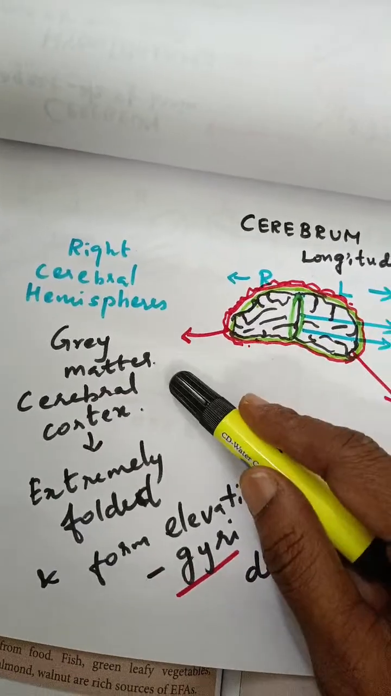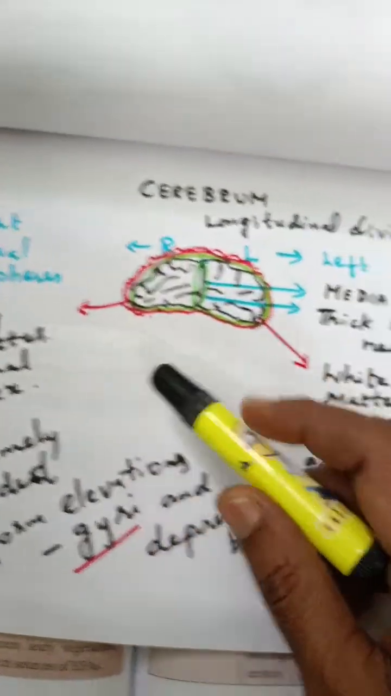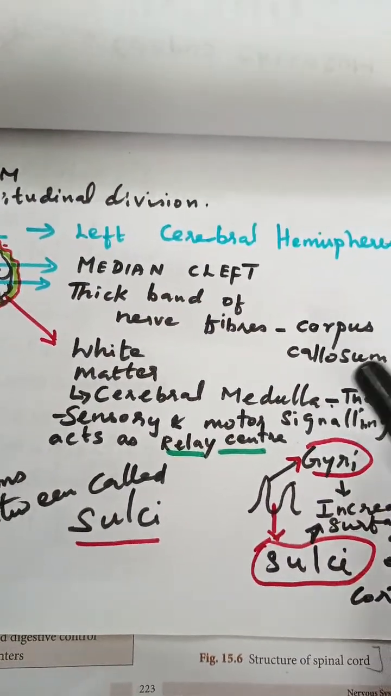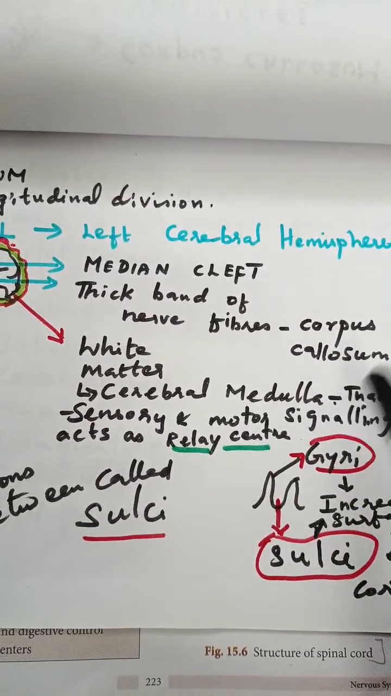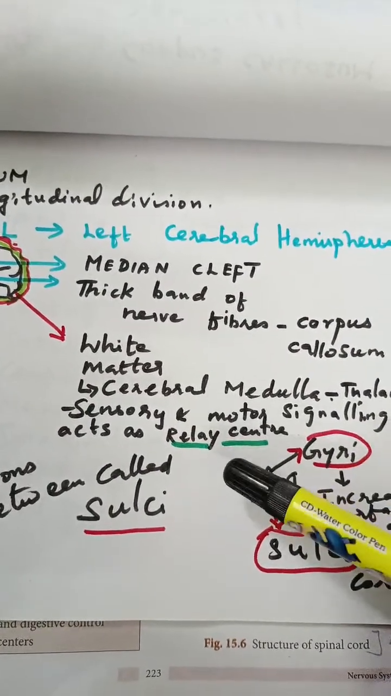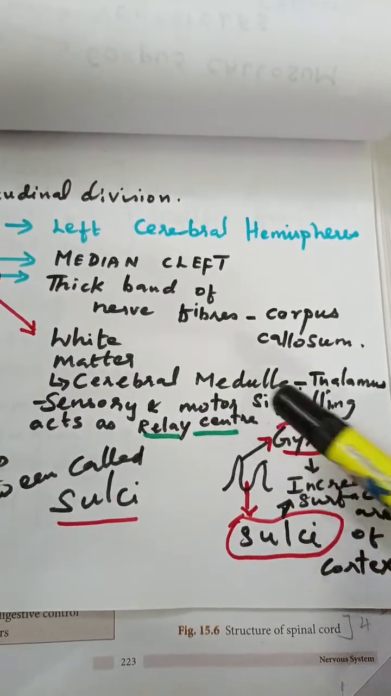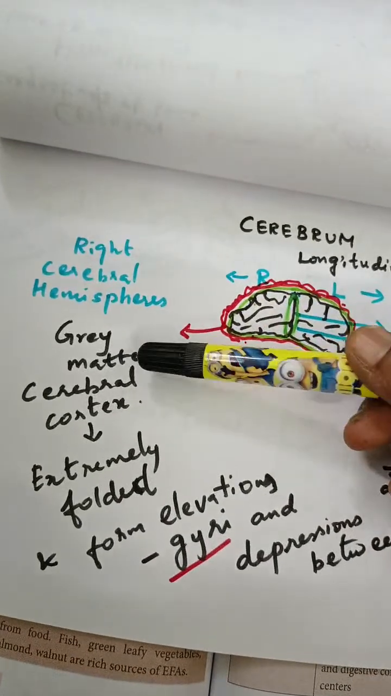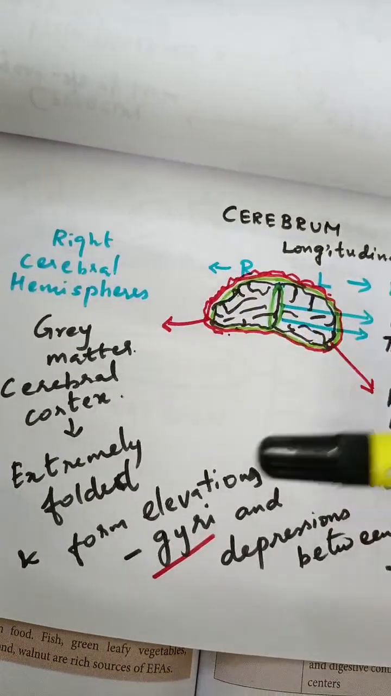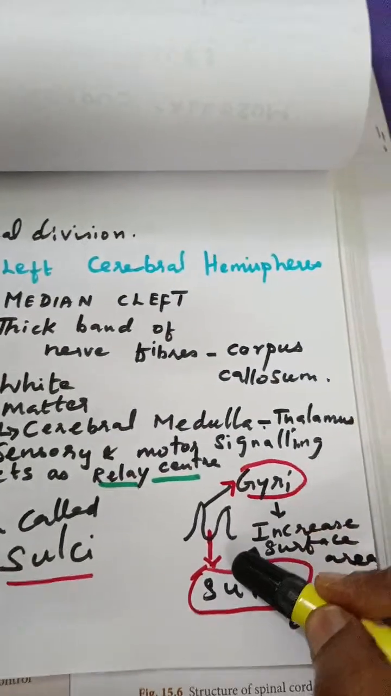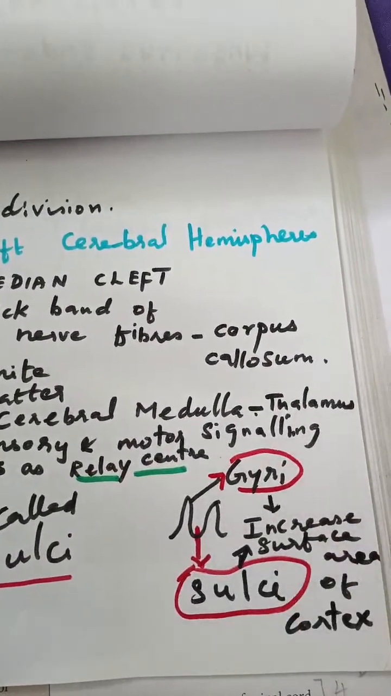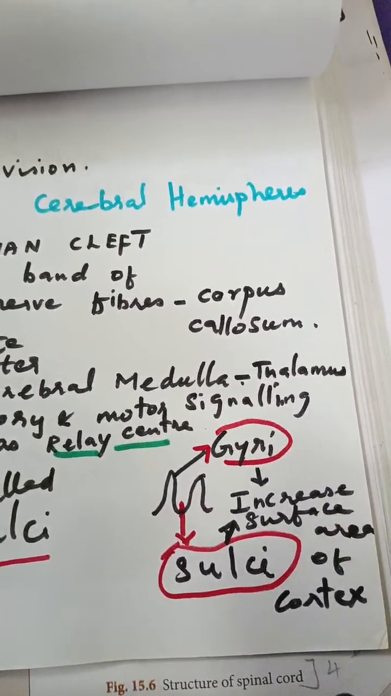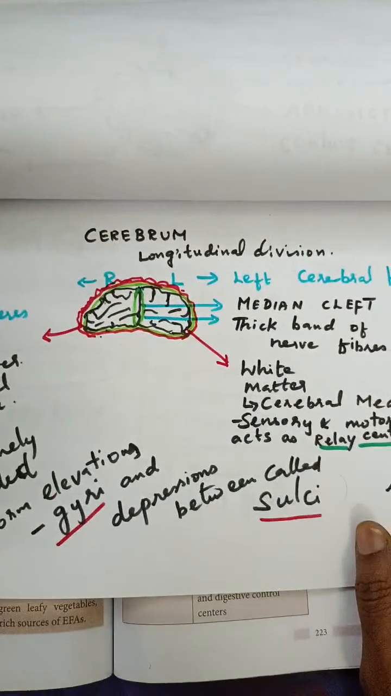And here the gray matter is nothing but the cerebral cortex, whereas the white matter, the inner matter, is known as the cerebral medulla, and the cerebral medulla is going to govern the sensory and the motor signaling, acting as the relay center. The cerebral medulla is the relay center. And apart from the cerebral medulla, you have the cortex. This cortex will be folded up and down. Elevations will be there and depressions will be there. These elevations are nothing but the gyri, and the depressions are nothing but the sulci. Okay, this is about the cerebrum, the forebrain.